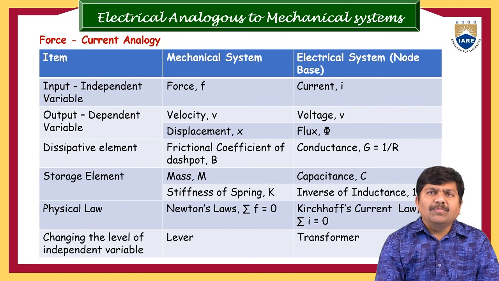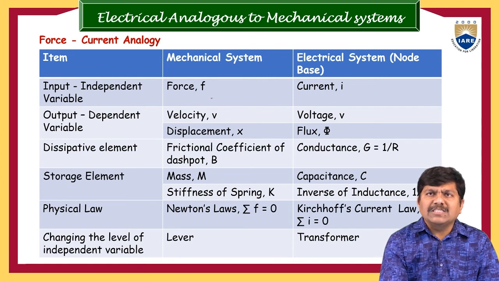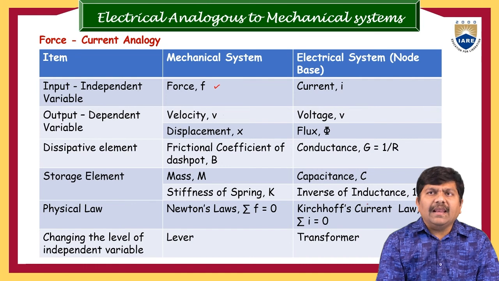Same thing here, from the previous discussions we can prepare one concluding table. Now, if the force is assumed to be equivalent to the current, then velocity and voltage are the same. These are the output parameters, and displacement and flux are the same, and dissipative element B is equivalent to the conductance, mass is equivalent to the capacitance, and stiffness of the spring in the mechanical system is equivalent to the inverse of inductance, 1 by L. Laws used are Newton's laws in the mechanical system, but in the electrical system we have used Kirchhoff's current law, that is KCL, summation of I equal to 0, and lever and transformer are the same.